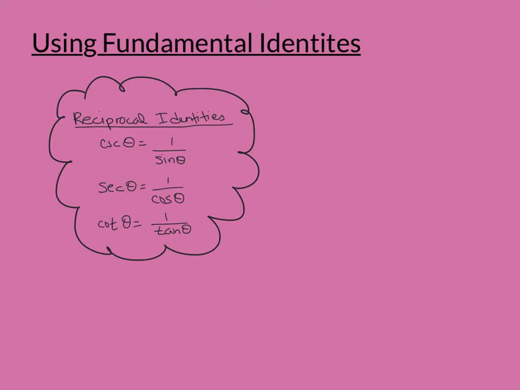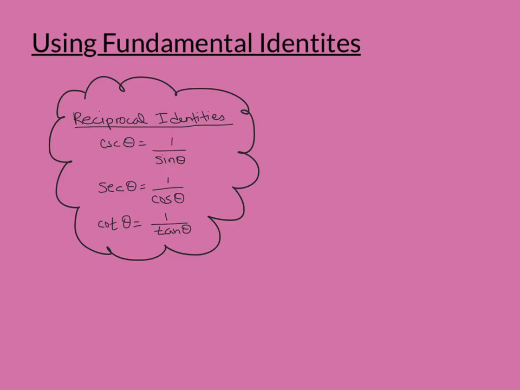So the first set of identities are called the reciprocal identities. And you probably actually know most of these. So these identities are really important. Cosecant is 1 over sine, secant is 1 over cosine, cotangent is 1 over tangent. Generally, if you get stuck in a problem and you have a bunch of cosecants and secants, one of the best ways to simplify things is to convert them to sines and cosines.